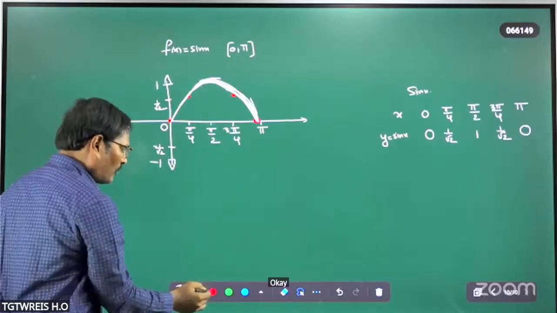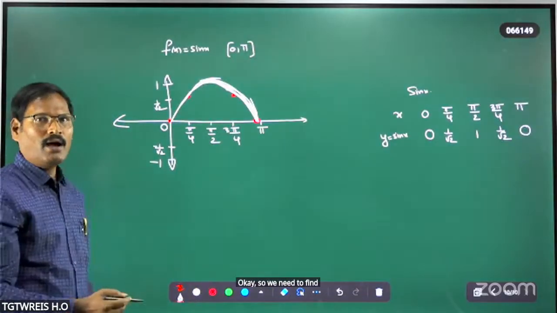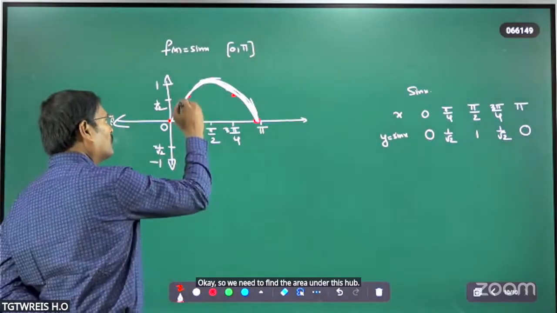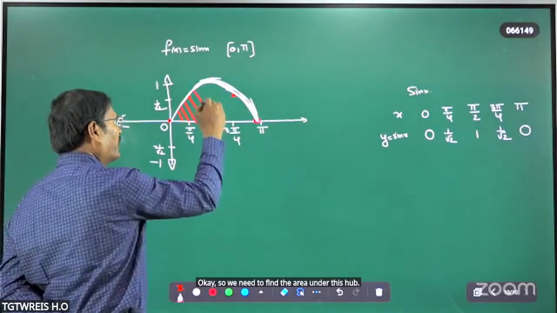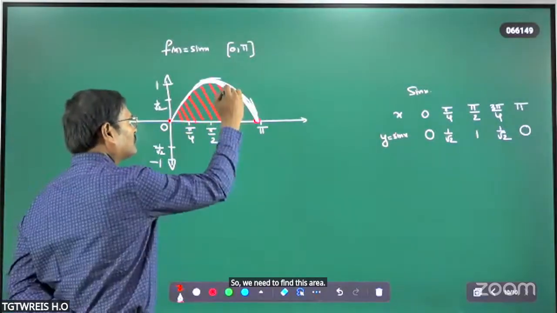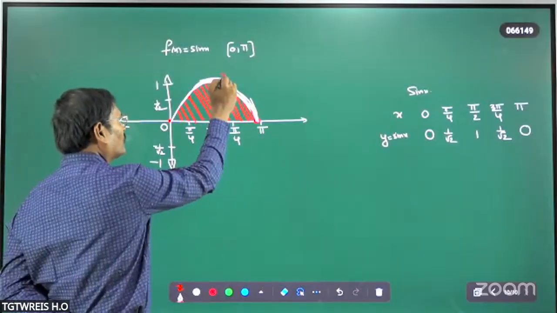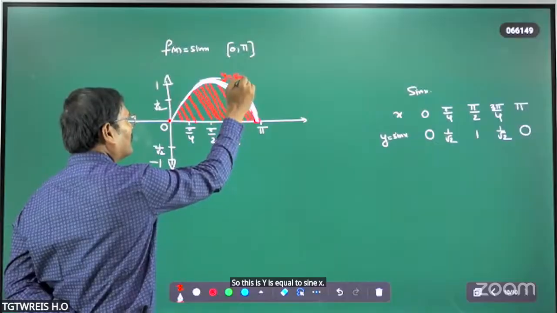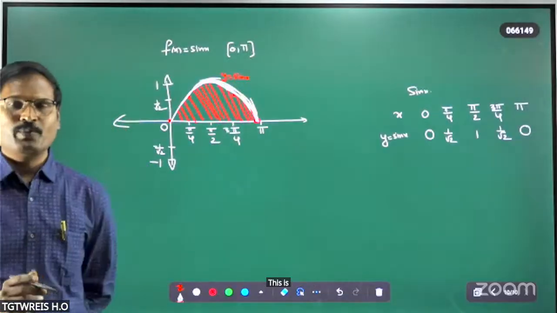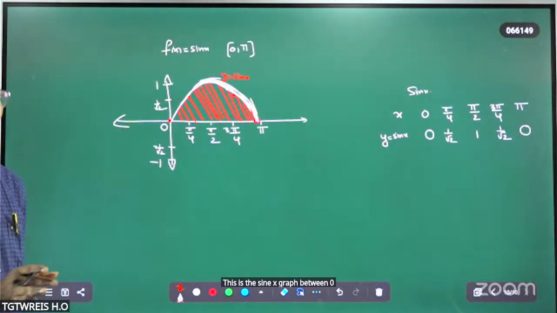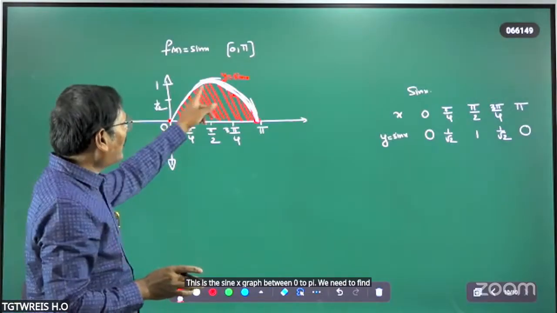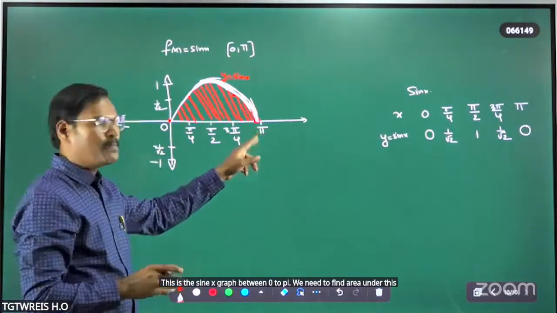Okay. So we need to find the area under this curve. So we need to find this area. So this is y is equal to sin x. This is the sin x graph between 0 to pi. We need to find the area under this curve.